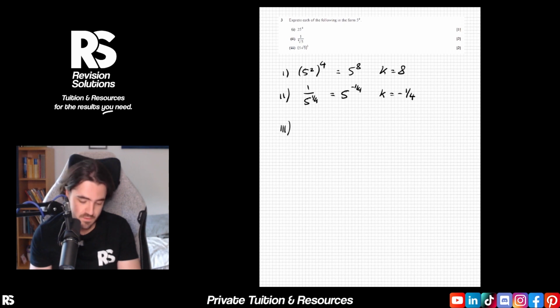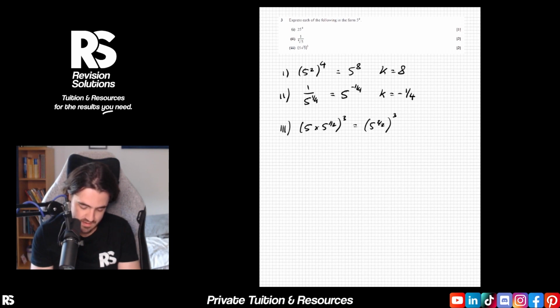Okay, so now for part 3, we've got (5√5) all to the power of 3. Let's start by simplifying inside the brackets, because we can think of that as 5 times 5^(1/2), all to the power of 3. So 5 times 5^(1/2) is just 5^(3/2). So we'd have 5^(3/2) all to the power of 3. Then we use the nested powers rule, just multiply out those two powers. So 3/2 times 3 is just 9/2. So we'd have 5^(9/2). So k in this case is just 9/2.